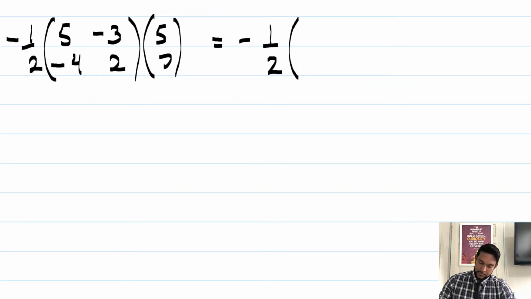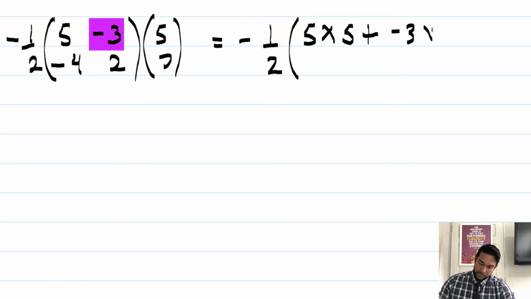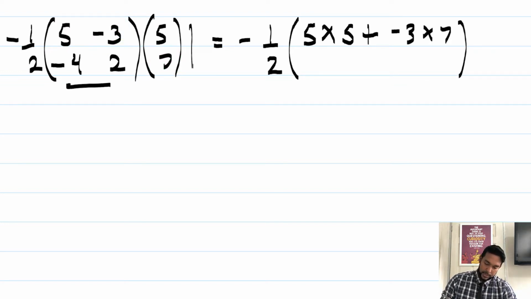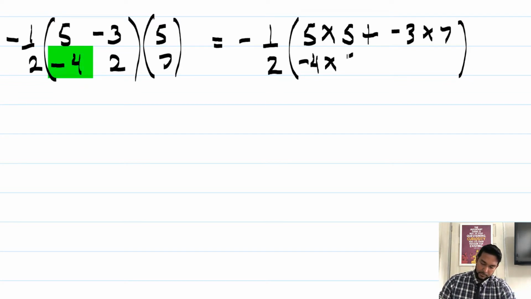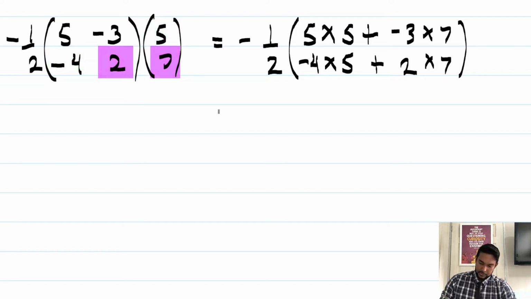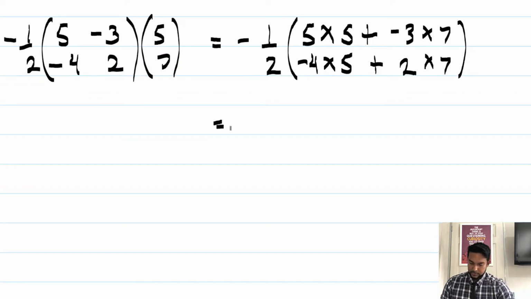So let's go. The first element is 5, and the first element in the column is also 5. And we have to add the minus 3 by 7. Now we're going to go with the bottom row and this column. So that's going to give us minus 4 by 5 plus 2 by 7. Okay, so let's go down and see what happens there now.